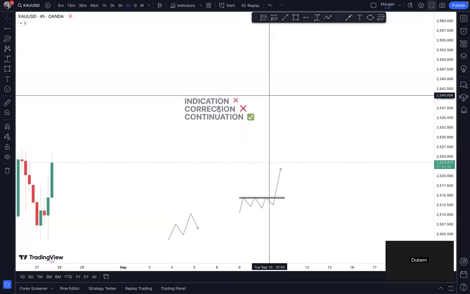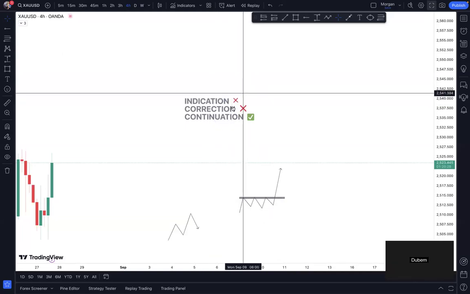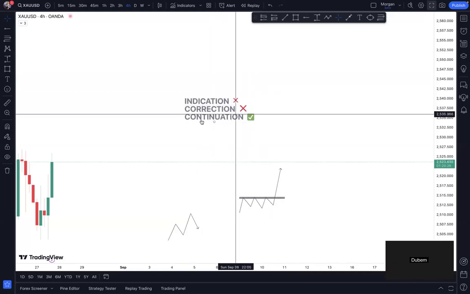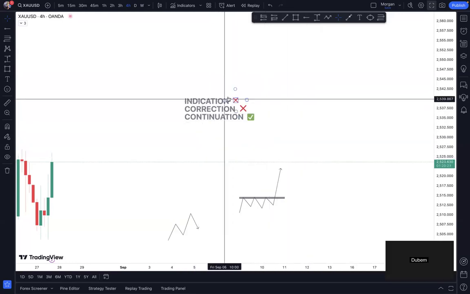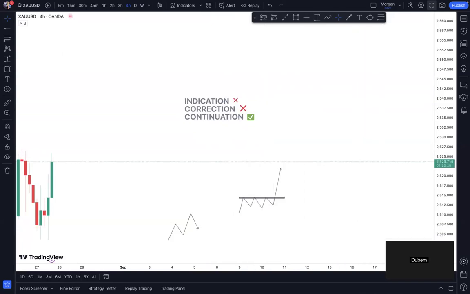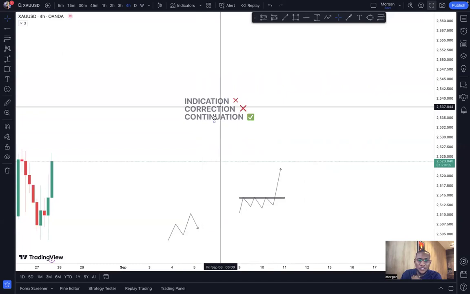So what this means basically is I'm telling you that I don't trade this indication. I don't trade this correction. What I trade is this continuation.